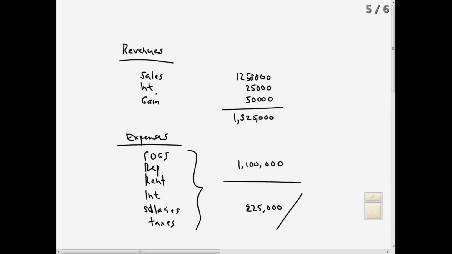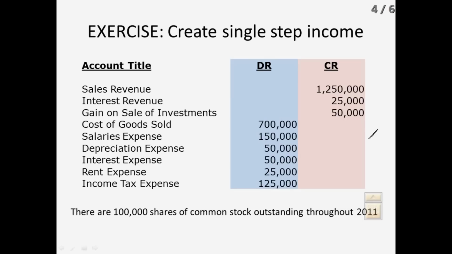Okay. And what is earnings per share? Okay. So what do you like about this income statement, or what do you dislike about it?